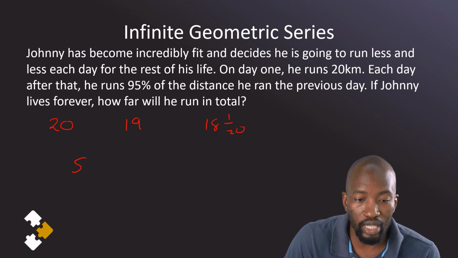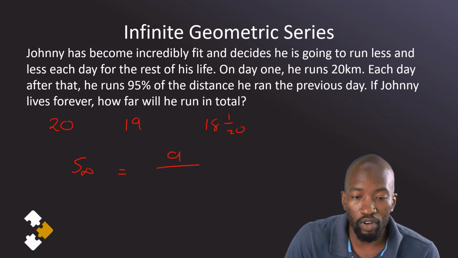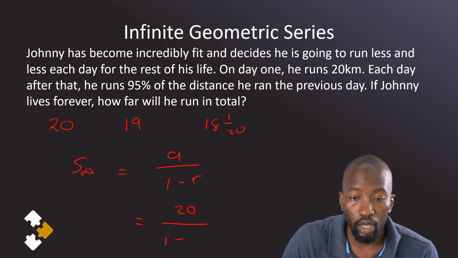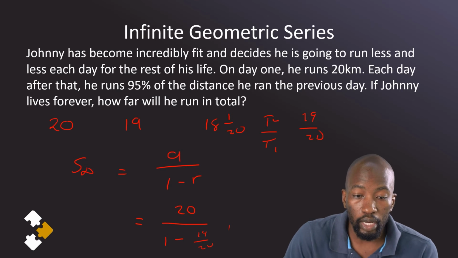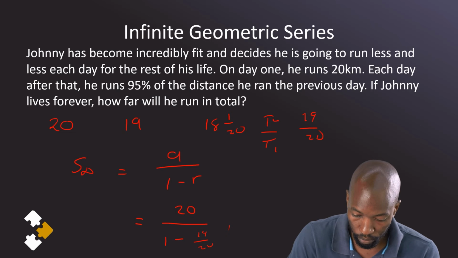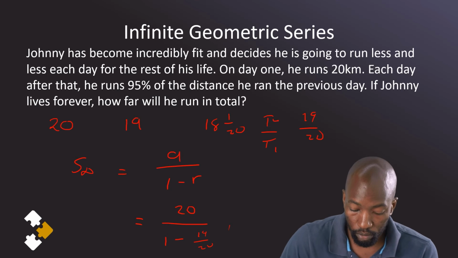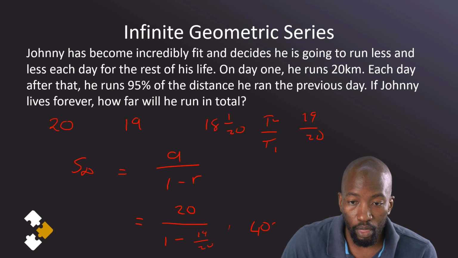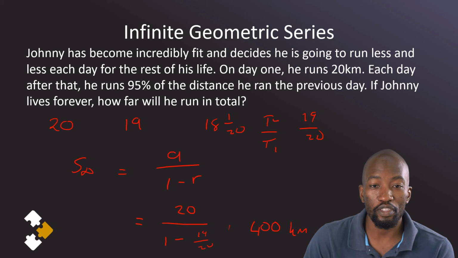We know that this is going to be the sum to infinity, and this is a over 1 minus r. Now let's check. What is a? It's 20. 1 minus r. Let's quickly find r, and we know that'll be 19 over 20, because this is t2 divided by t1. Let's quickly check that on our calculators. So this will be 20 divided by 1 minus 19 over 20, and that gives us 400 kilometers.